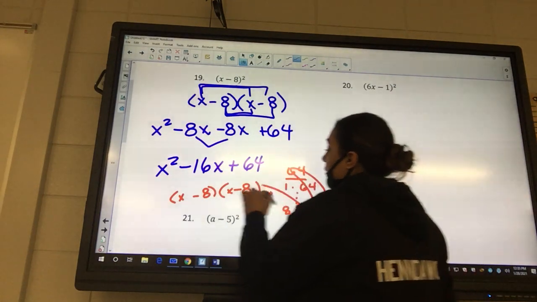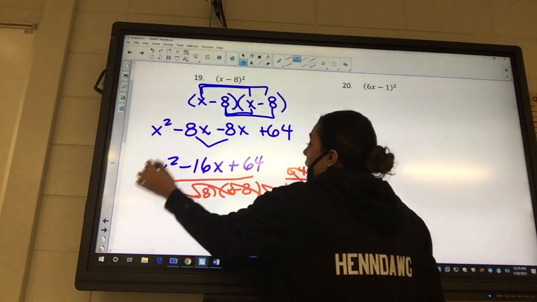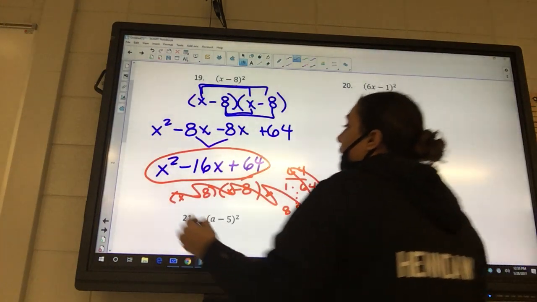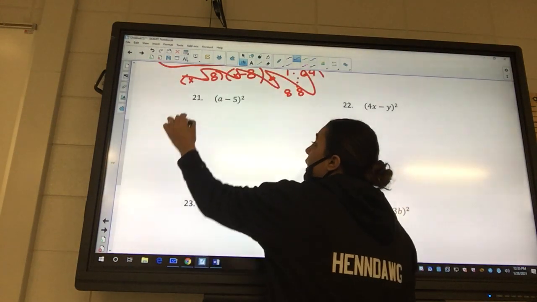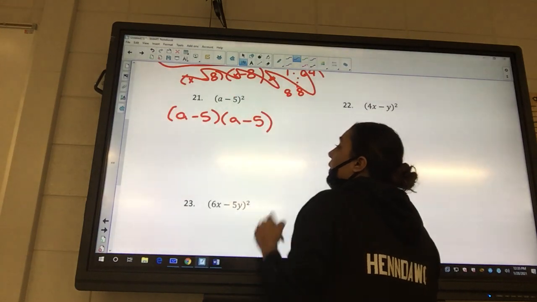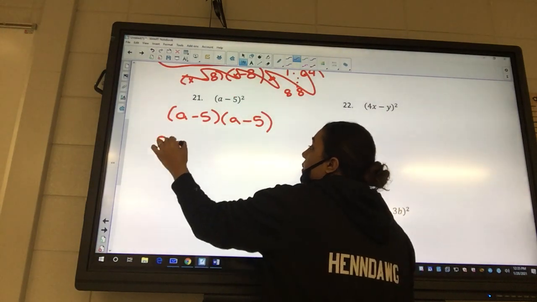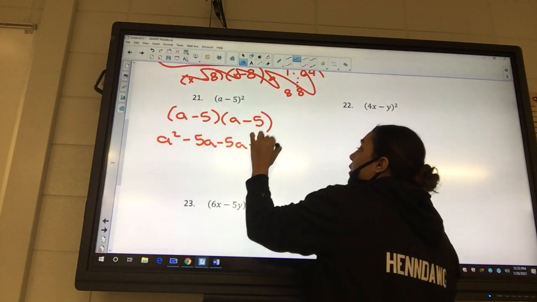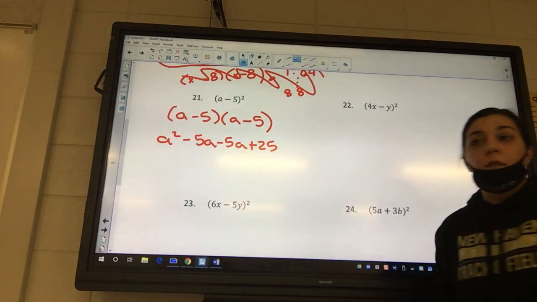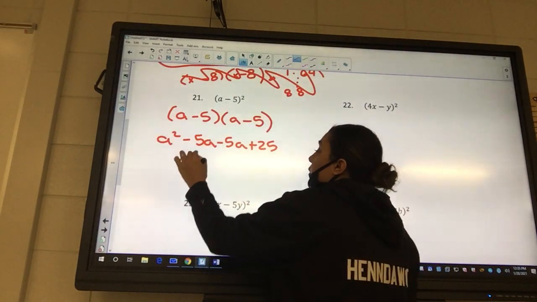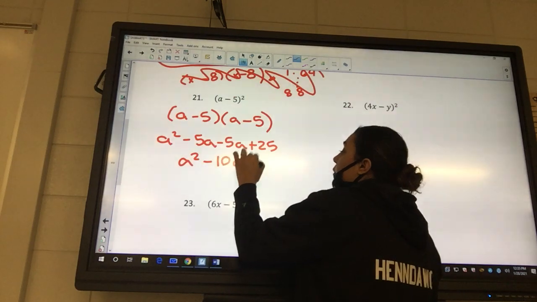So look at 21. We got to write it twice. So I got a minus 5 to the a minus 5. Okay, so we're going to get a squared minus 5a plus 25. Okay, so I got a squared minus 10a plus 25.